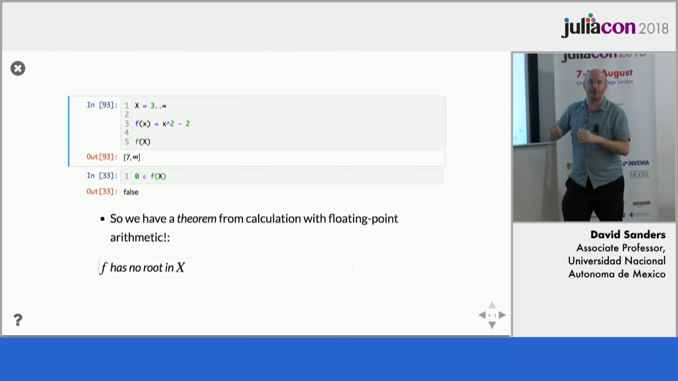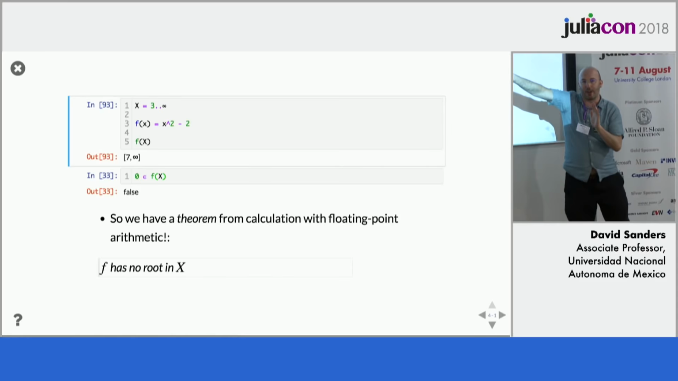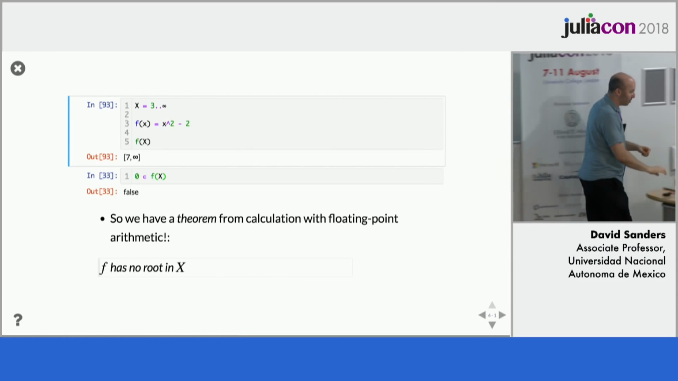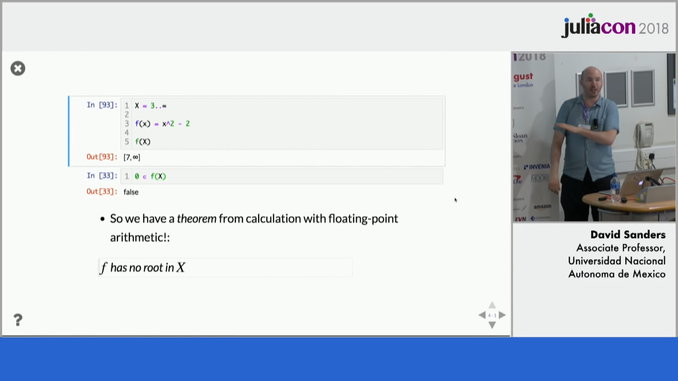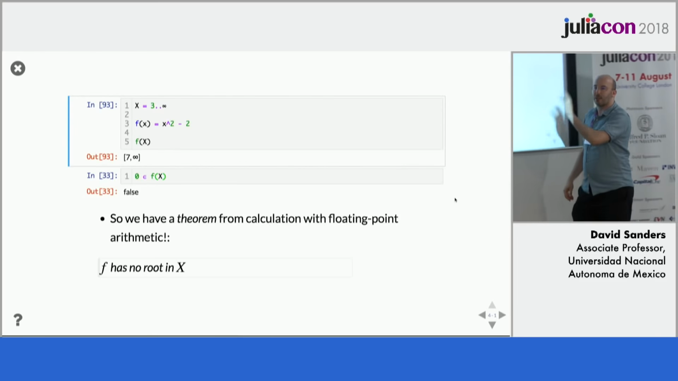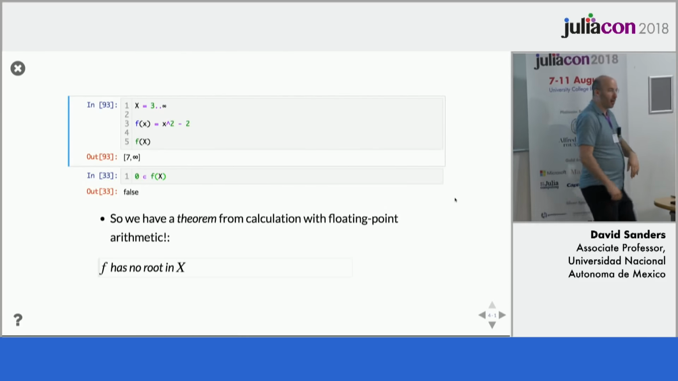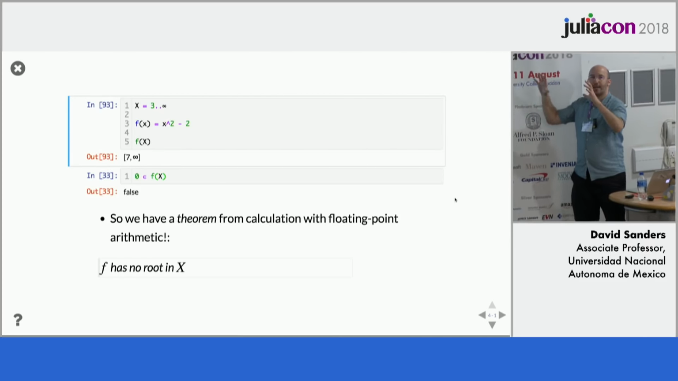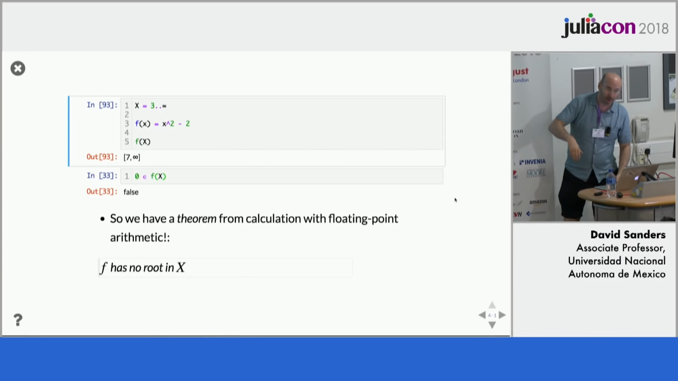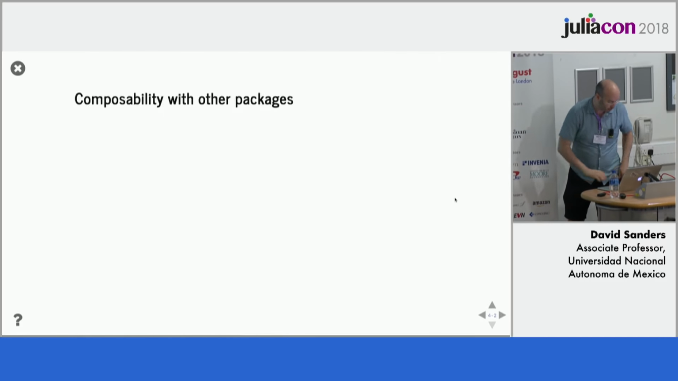I'm looking for roots of this function. I just excluded an infinite region from my search. So that's why these methods are unique. These interval methods can do this kind of thing where they operate on a whole set at once. And that's why they're set computations.